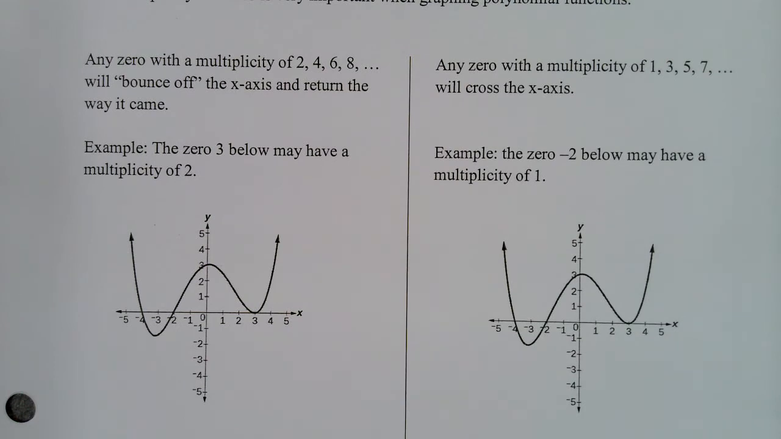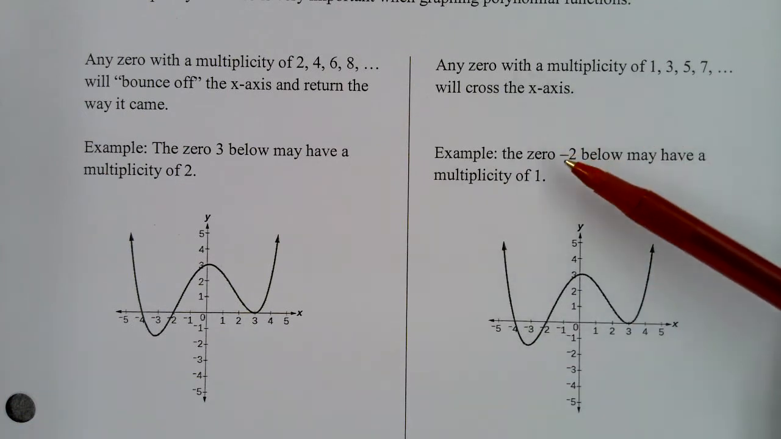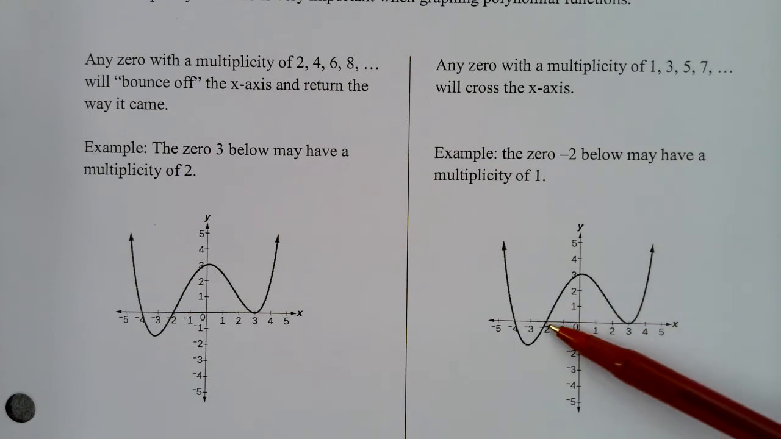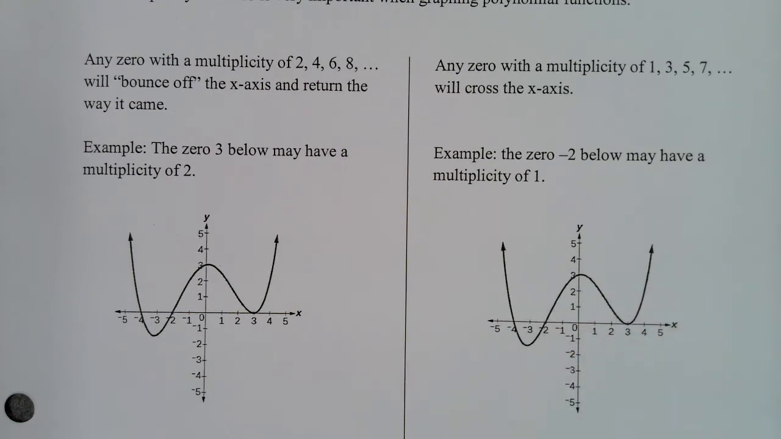Okay, a 0 with an odd multiplicity like 1, 3, 5, 7, and so on will cross the x-axis. If the multiplicity is like 3 or 5 or 7, then it usually lingers there. If it's 1, it just passes right through. So for example, the 0 of negative 2 may have a multiplicity of 1 because it goes right through it. Keep that in mind when we move on to the graphs on the next page.